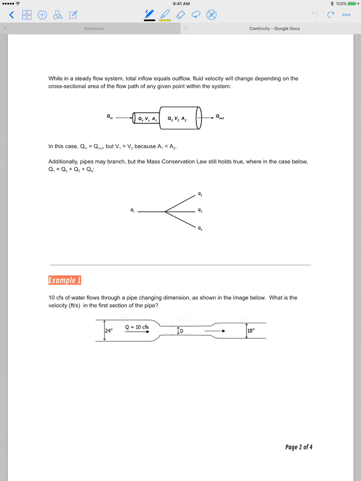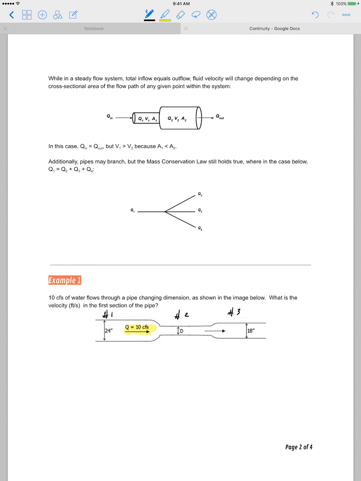So example 1. 10 cubic feet per second of flow is making its way through the pipe. We can see that the pipe diameter is changing. We have a 24-inch diameter in section number 1, an unknown diameter in section number 2, and an 18-inch diameter in section number 3. All the while, Q remains the same. So that's the information provided.